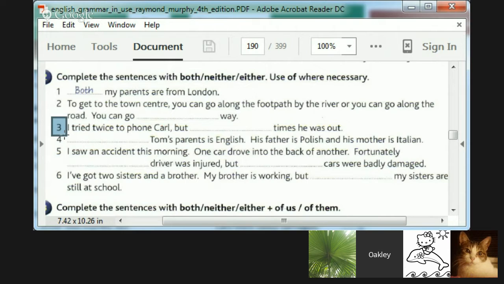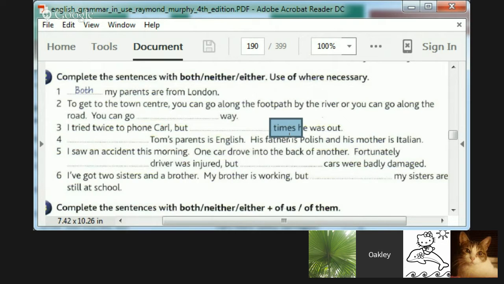Philip, number 3. I tried twice to phone Carl, but either times he was out. Well, no. Either indicates you use either when you're trying to make a choice, Philip. So you tried 2 times to call him, but both of the times. Yes, both. You can say both of the times he was out. Notice we have times plural. What I was talking about with way, it's plural. So you could use both of the times, or you could use both times. Either way would work perfectly fine here.